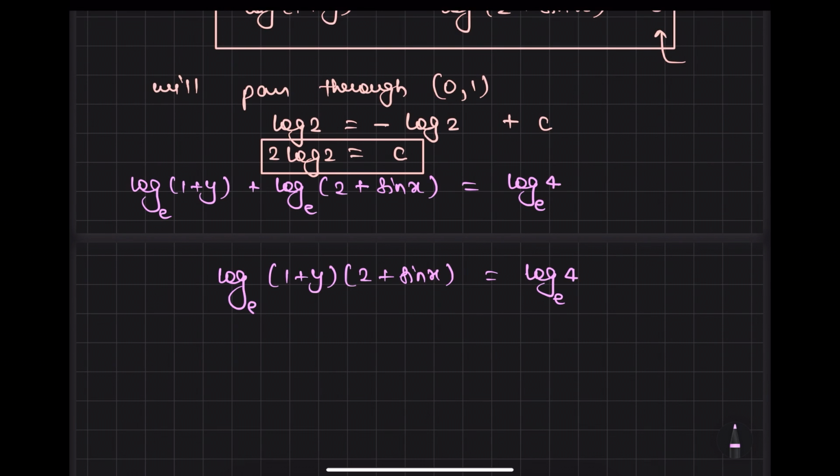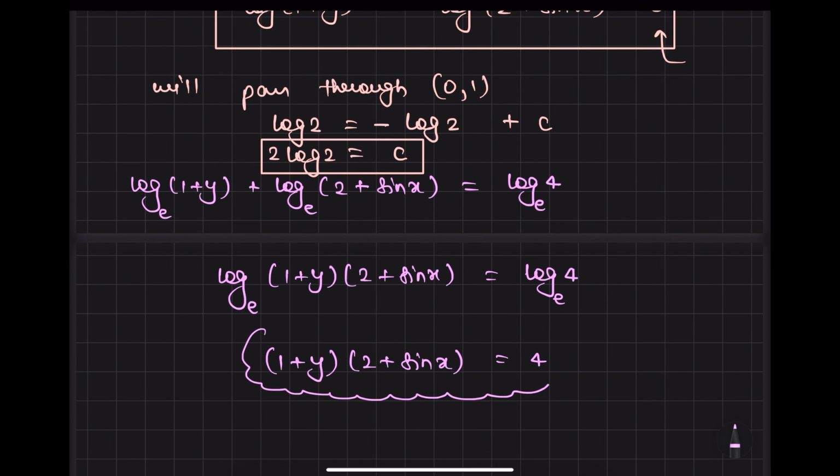Now can I remove log from both sides? So we will be left with (1 + y)(2 + sin x) = 4. So this is our required curve. I hope the idea is clear.